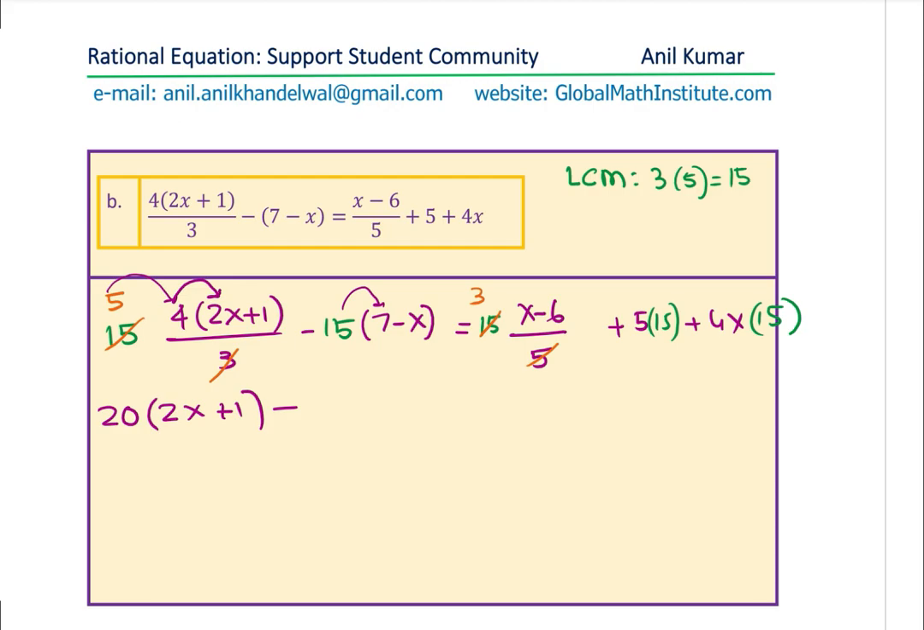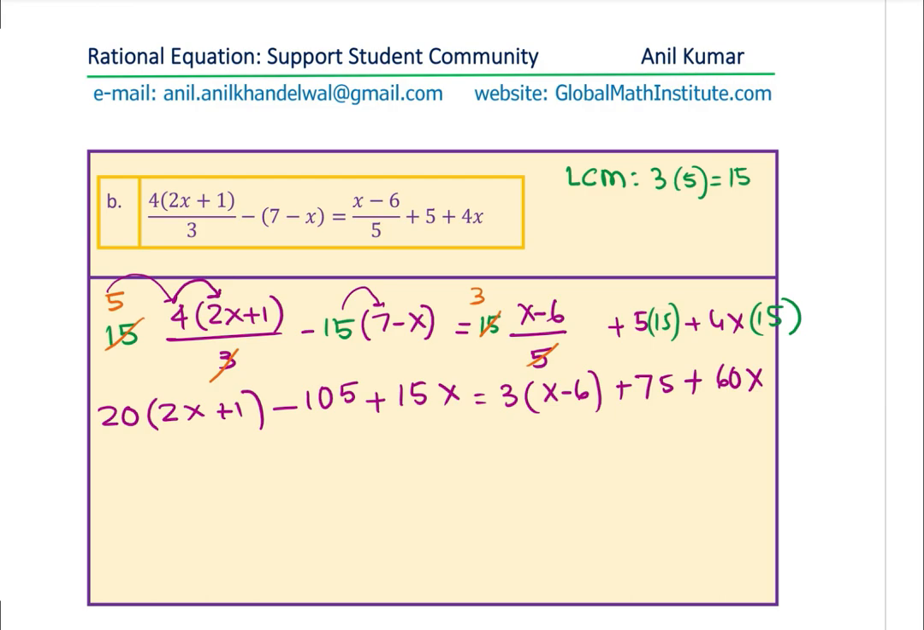Correct? So 15 times 7 gives me 105. Minus and minus becomes plus. We have 15x. Here multiplying by 3, x minus 6, and 15 times 5. We get 75. Plus 15 times 4 is 60. You see that. So we have got some of these terms. Now we can open in the second step. You do not have to do everything in one step. This is what I'm trying to show you here. I could have done it.